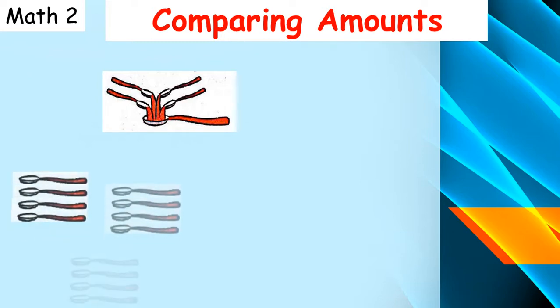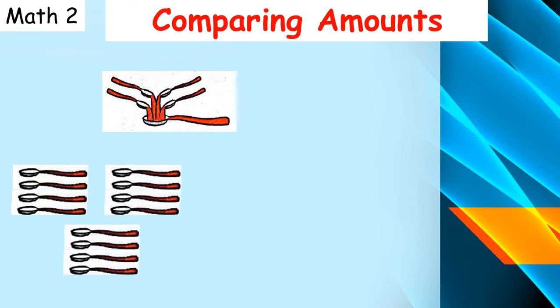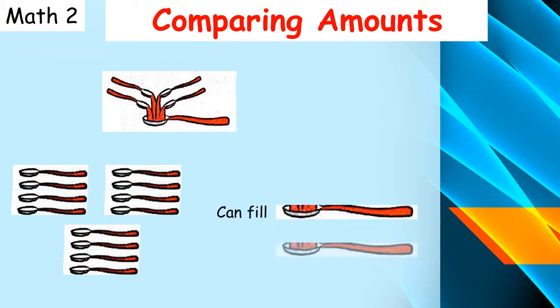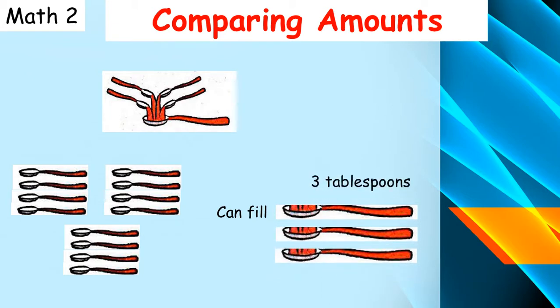The 12 teaspoons can be grouped into groups of 4. Each group can fill 1 tablespoon. In 12 teaspoons, we can have 3 groups of 4 teaspoons. So they can fill 3 tablespoons.